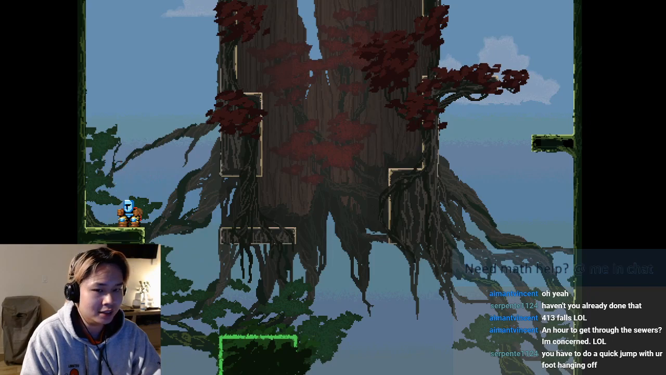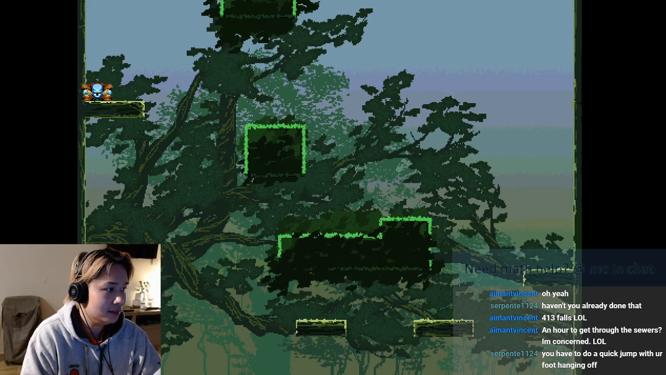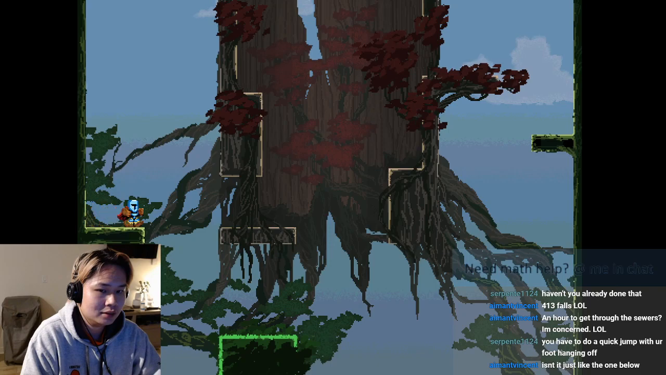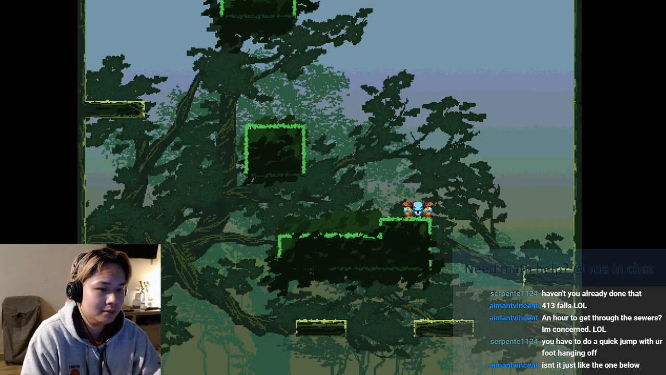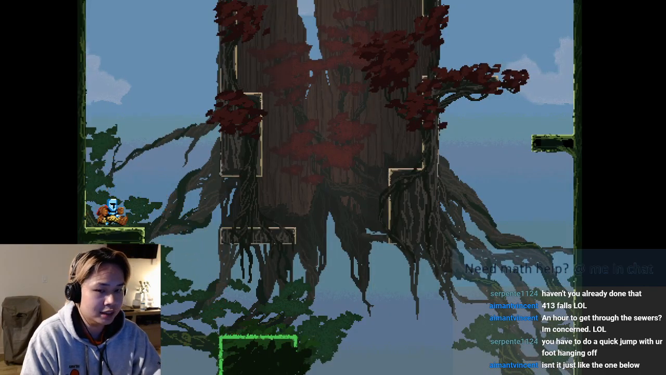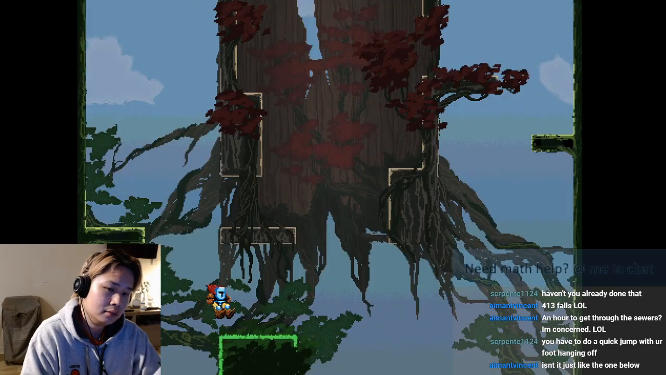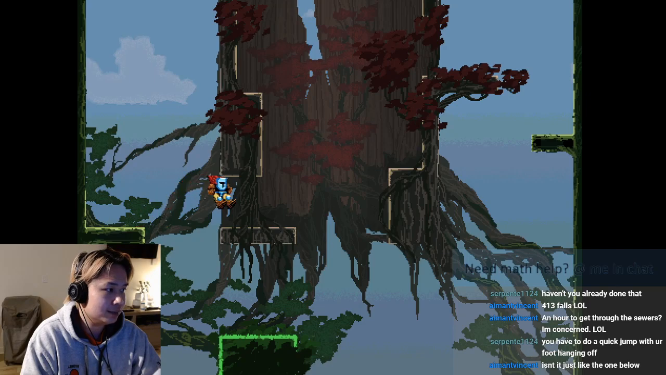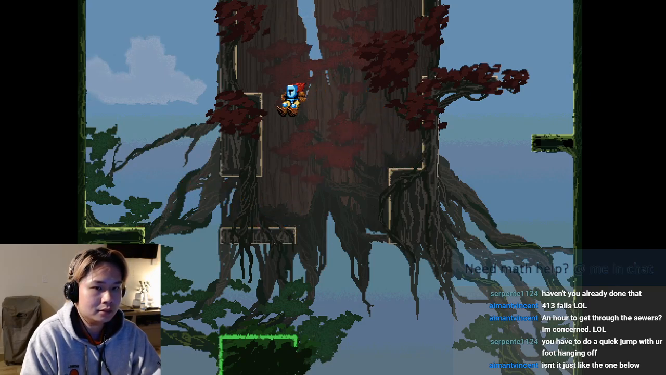Quick jump with your foot hanging off. Okay, my foot's off. Did you see that? It didn't work. Isn't it just like the one below? Oh, okay, sure. Now it works. Oh no. That's weird, I've never had a problem with this jump. I should have paid attention how far away I did that quick jump. Oh, okay. No.